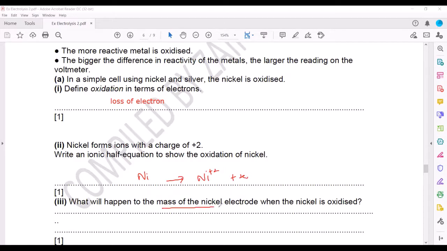What will happen to the mass of the nickel electrode? Because when an atom changes into an ion, the ions will enter the solution, so the mass will decrease. So there will be a decrease in the mass of the nickel.